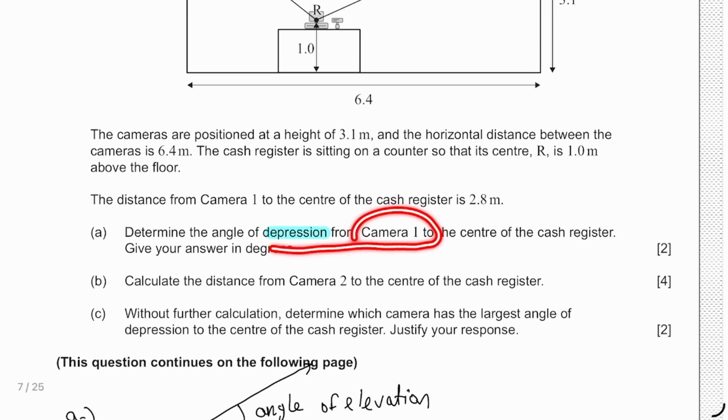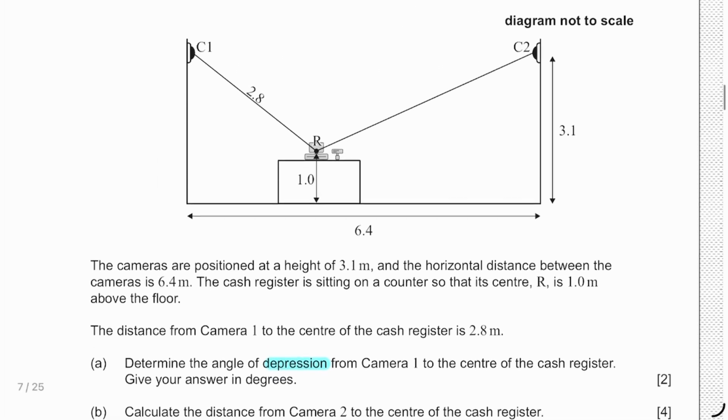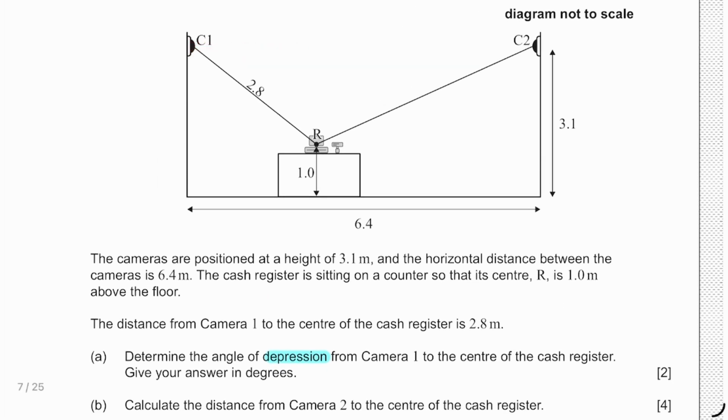Okay, for example, the angle of depression from camera 1 to the cash register. So this is our line, right? The angle of depression is this angle. Let me sketch it. They have the same height. And the angle of depression, let's say alpha. I'm going to find alpha, right? Okay, so I want to create a right angle triangle here because I can use trigonometric identities only with a right angle triangle. So I'm going to create a right angle here.